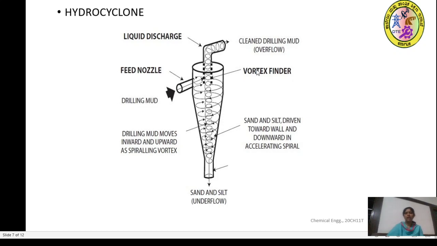So moving on, having understood the cyclone separator, with the same principle we will learn about the hydrocyclone. Now here is how it looks. You can see it looks similar in construction to the cyclone separator.